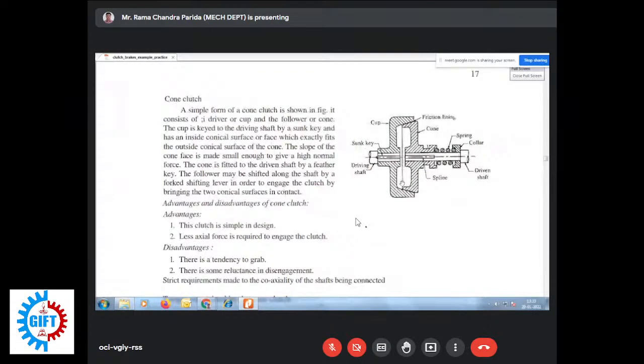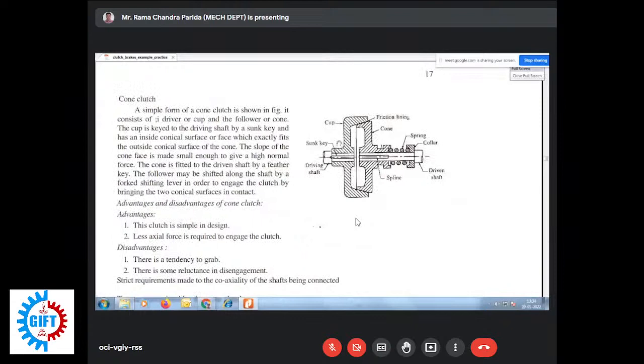Driving. You can see the driving shaft. This cop part is connected to the driving shaft through a key, a sunk key. Actually, several keys are there to connect the parts. It is not in your syllabus. You only remember there is a key used to connect this cop.